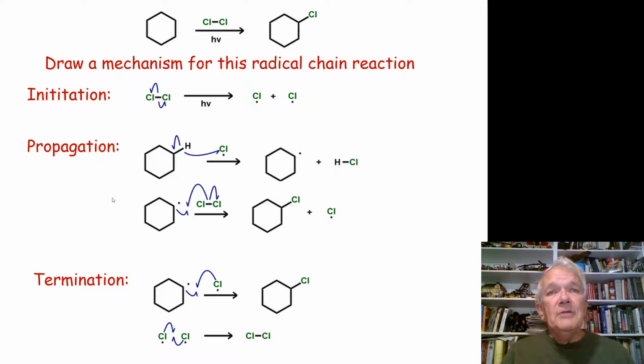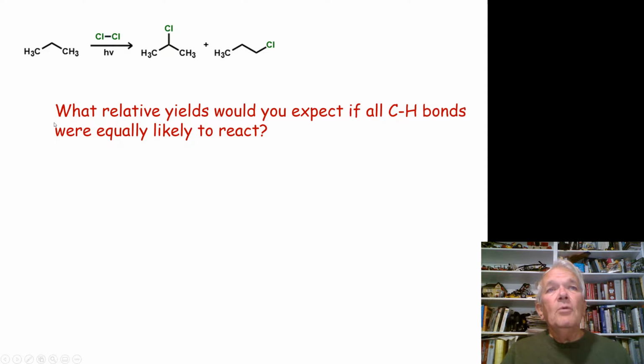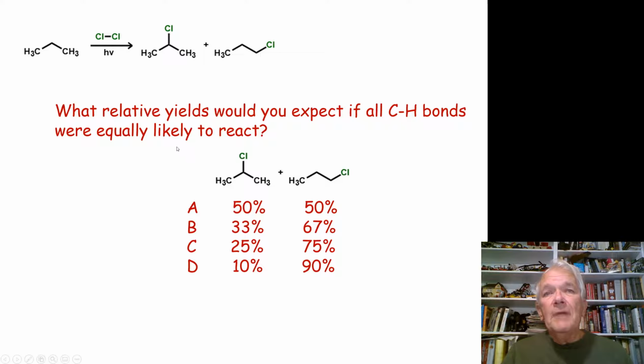So that was interesting, but all the hydrogens are the same. What if they're not all the same? So let's do a simple case. Propane. So we have methyls and we have this methylene, and therefore we get two possible products. So what relative yields would you expect if all the CH bonds were equally likely to react? How can we figure this out? Well, here are some possible answers.